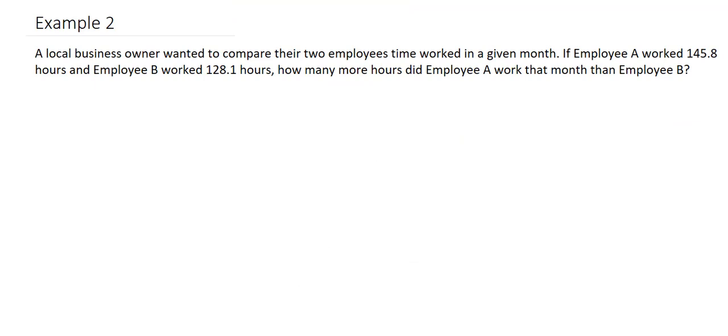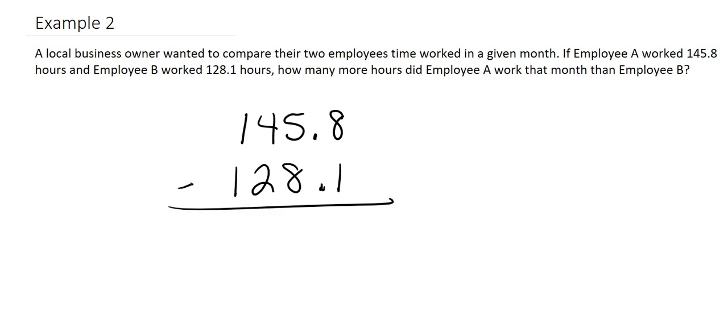Example 2. A local business owner wanted to compare their 2 employees' time worked in a given month. If employee A worked 145.8 hours and employee B worked 128.1 hours, how many more hours did employee A work that month than employee B? So let's go ahead and set this up. So we have 145.8 minus 128.1. Notice we lined up the decimals and all the place values, right?